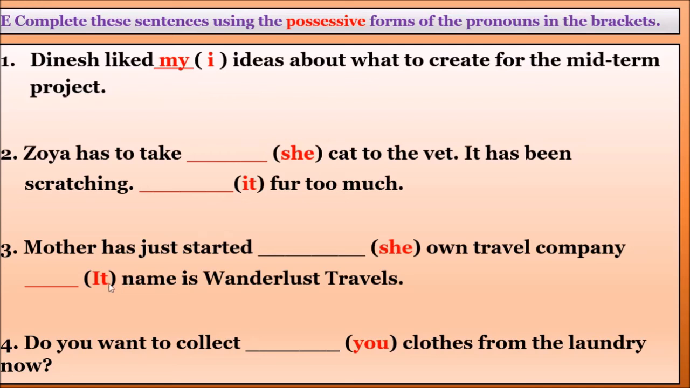You changes into yours. It changes into its. So the answer is: Mother has just started her own travel company. Its name is Wanderlust Travels. Okay, fourth one. Do you want to collect dash clothes from the laundry now? You changes to your. Do you want to collect your clothes from the laundry now?